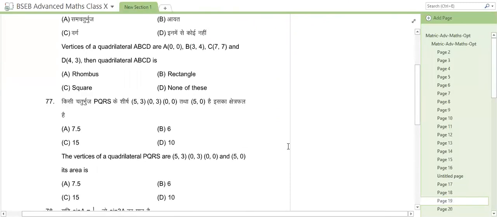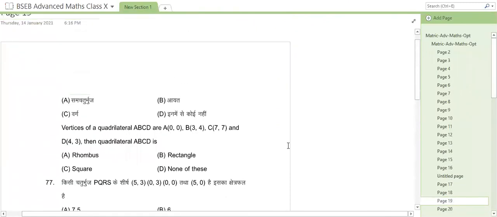Vertices of a quadrilateral ABCD are given; let's see what type of quadrilateral. It's good to draw a diagram. So A is here, 0, 0. B is 3 and 4. Let me just estimate. That's B. C is 7, 7. 3, 4. I think we go higher up.